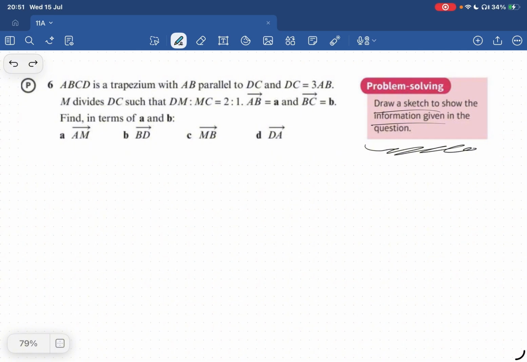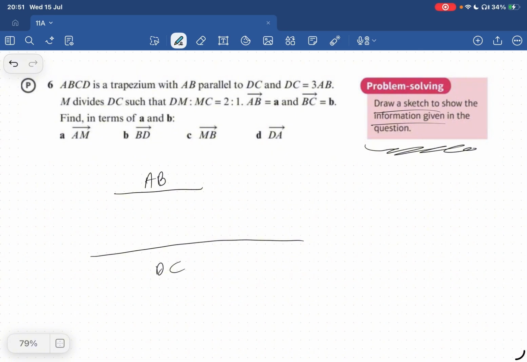Okay, so we've got a trapezium with AB parallel to DC. So that's just AB. This could be our DC. DC is 3AB, so this helps. 3 times as big, but kind of read ahead before that.